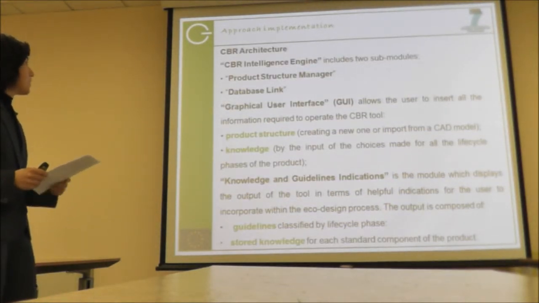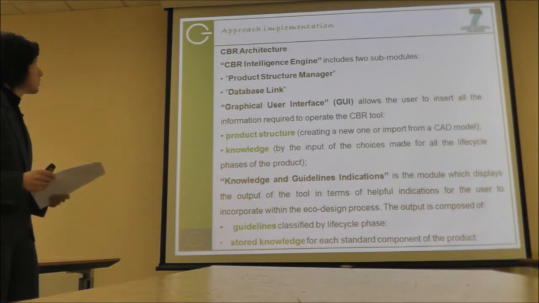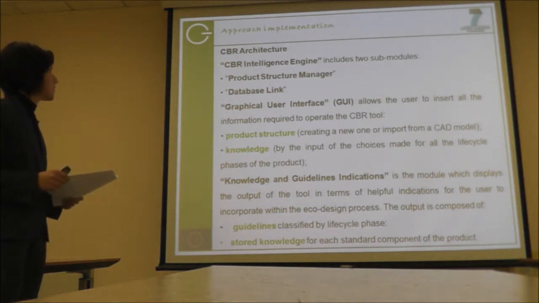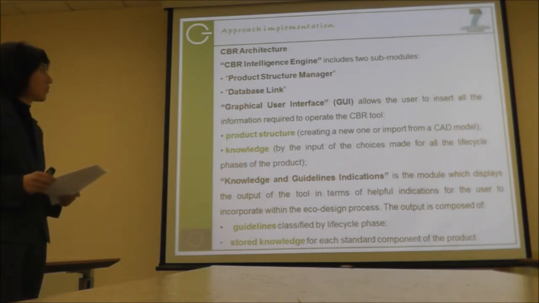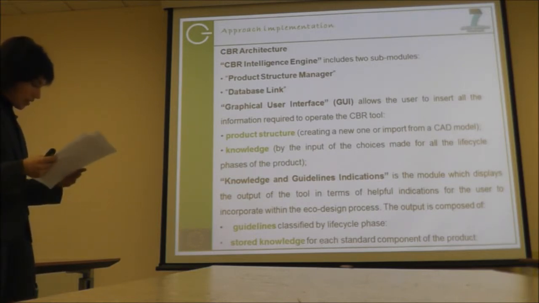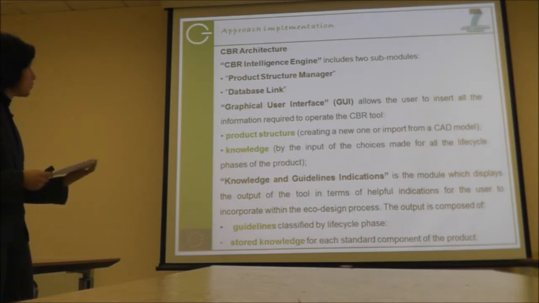This is the tool architecture. It's composed by several modules. The first one is the CBR Intelligence Engine, which includes two sub-modules: the product structure manager that allows to manage the product structure, and the database link, which connects the knowledge and the company and the guidelines DB.